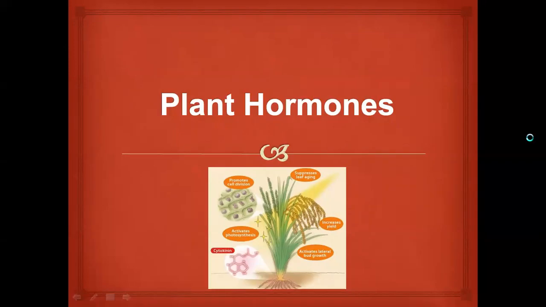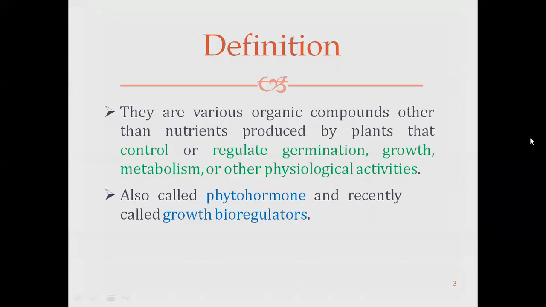So first, in the definition, there are various organic compounds other than nutrients produced by plants that control or regulate plant physiology, morphology, and biochemical activities like germination, in the sense of seed germination, flower germination, growth, metabolism, and other physiological, biochemical, morphological activities. That means these are organic compounds, so keep it in mind, organic compounds other than the nutrients.